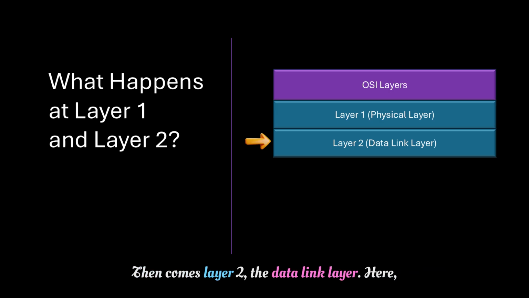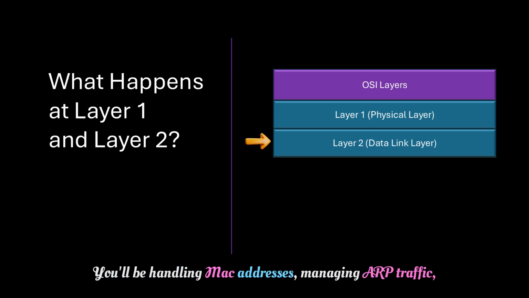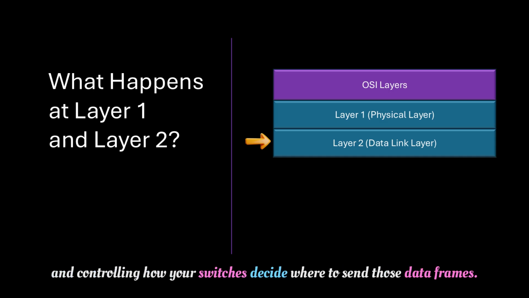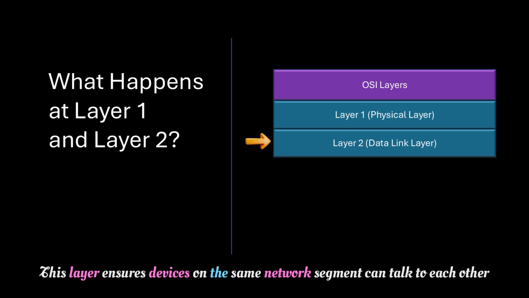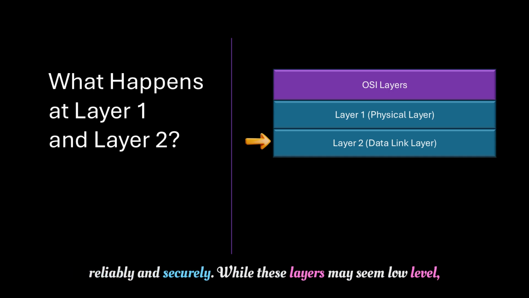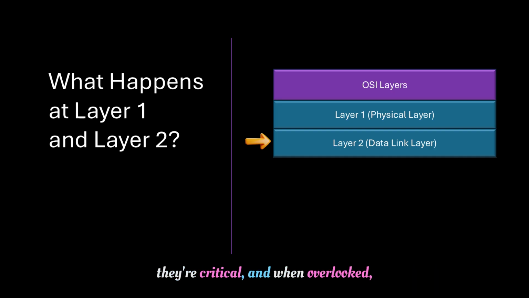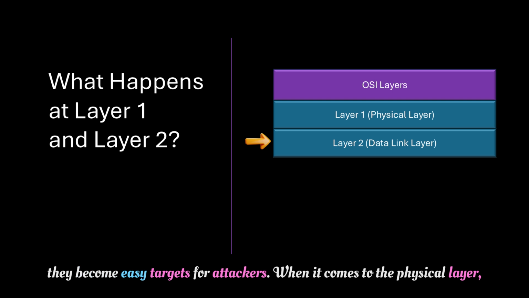Then comes Layer 2, the data link layer. Here, you're responsible for how data is packaged and moved across a single link in the network. You'll be handling MAC addresses, managing ARP traffic, and controlling how your switches decide where to send those data frames. This layer ensures devices on the same network segment can talk to each other reliably and securely. While these layers may seem low-level, they're critical, and when overlooked, they become easy targets for attackers.